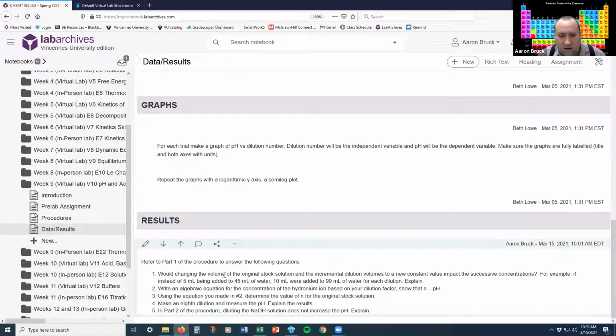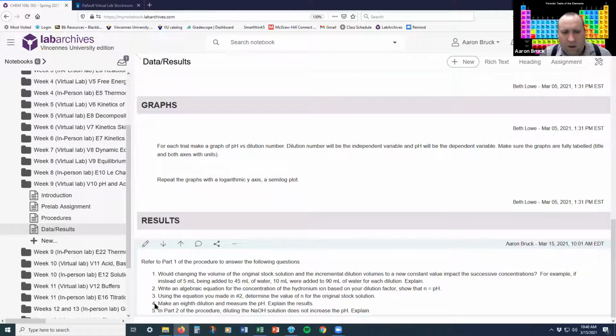The other thing in the results, there are 5 post-lab questions here, and they're relatively straightforward. So number 1 is about the dilution method that we used itself. Would we have gotten different results if we had used a slightly different dilution method? The second question, write an algebraic equation for the concentration of hydronium based upon the dilution factor. This is going to be a very simple equation. Probably already have it in your notes somewhere. You just need to kind of figure out what it is. Number 3 asks you to determine the value of the exponent for the original stock solution.